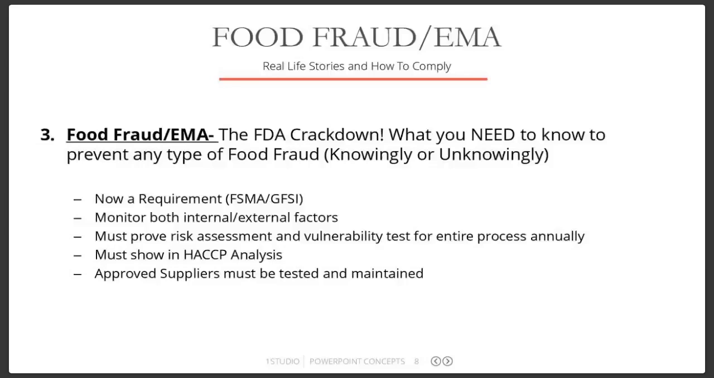So this is now an FDA requirement for FSMA. It's also GFSI. You start with your internal and external factors. Your internals are your company: disgruntled employees, management making shortcuts, and overusage where you're trying to sell it. The external is just the opposite: your suppliers are cutting corners. So food fraud is a big deal. How do you do it? Well, you start with your raw material vulnerability check on your assessment, and then you put it in your HACCP program.